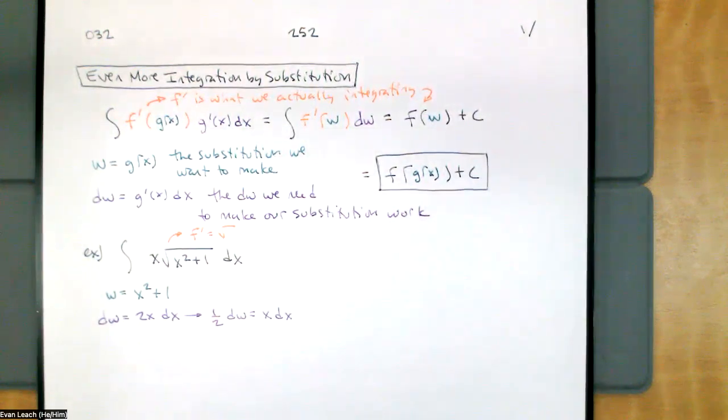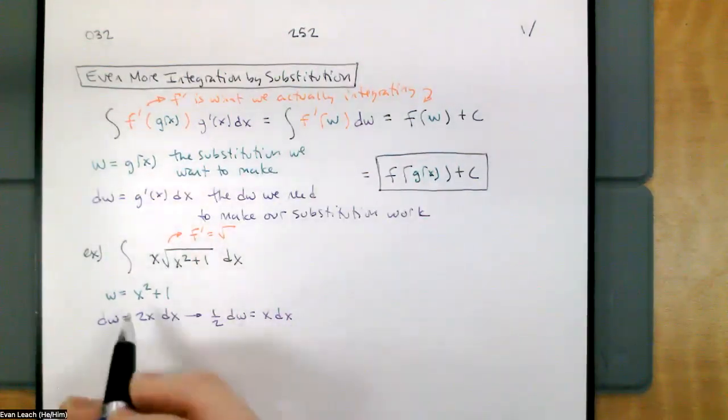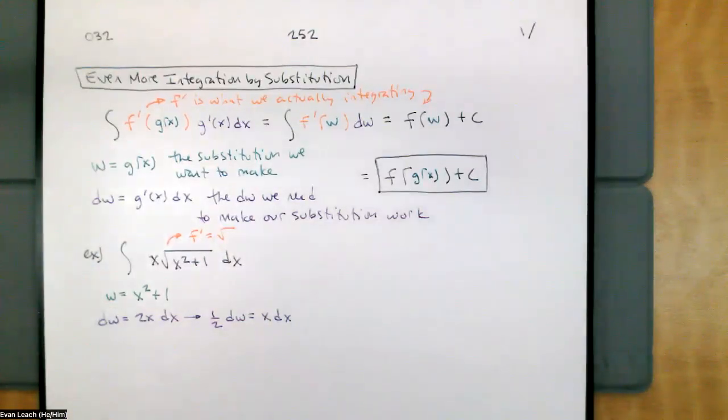I like to take out the 1/2, to remind myself that I only have that extra factor of half of the dw. And that shows me that the x dx is the thing that I need to make this substitution work. X dx is what I need to make x squared plus 1 equal to w.